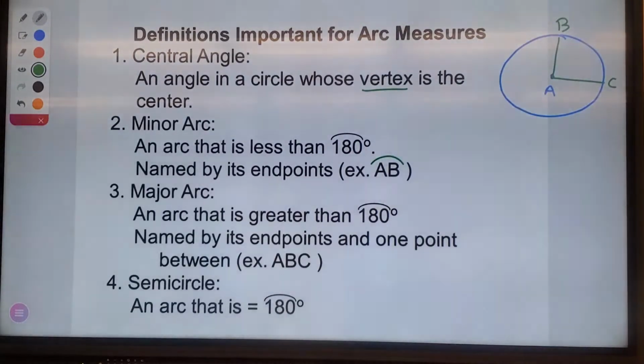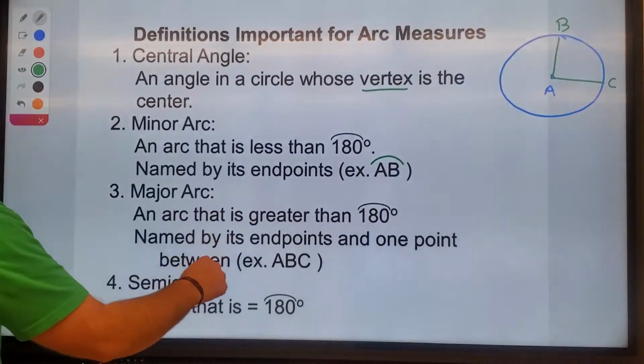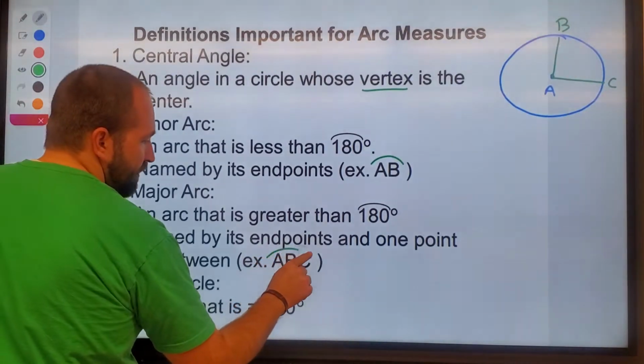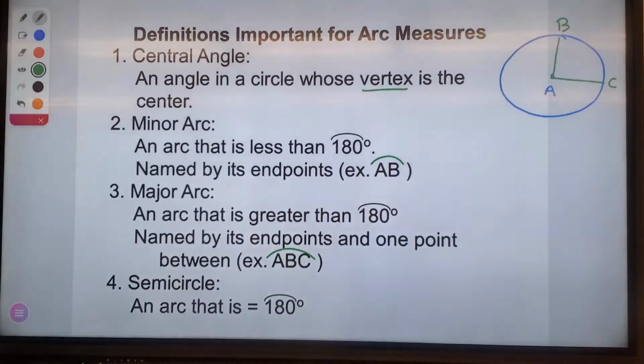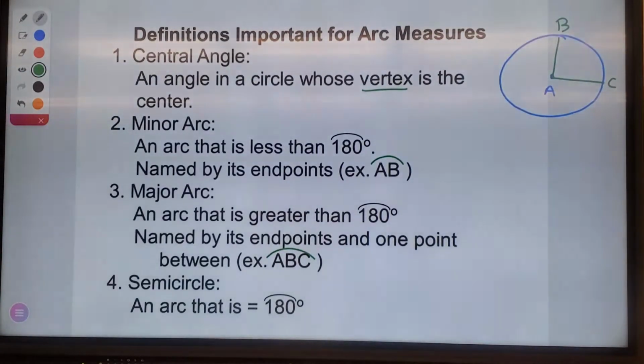Okay. A major arc is an arc that is greater than 180 degrees. Okay. Also, again, named by its endpoints, and one point between. So here I should again have that arc above ABC. And then we have the good old semicircle, and a semicircle is half a circle. That's what semi means, half. That equals 180 degrees, because again, a full circle is 360 degrees, and if I take half of that, I get 180.